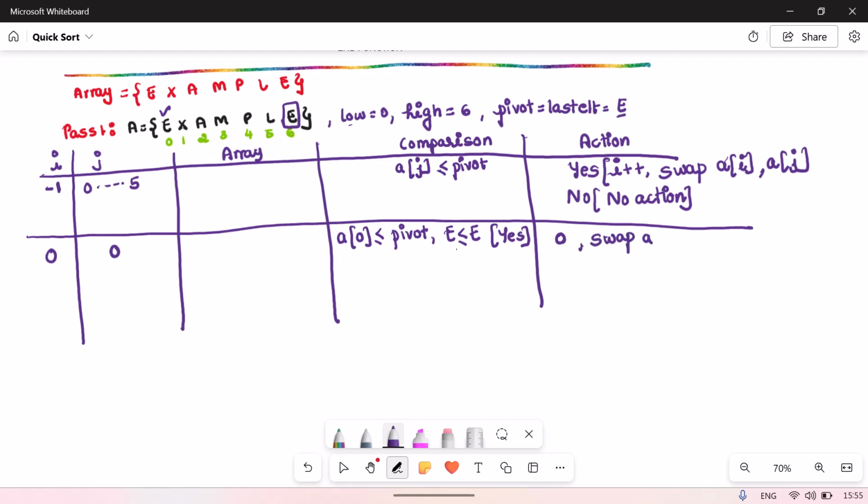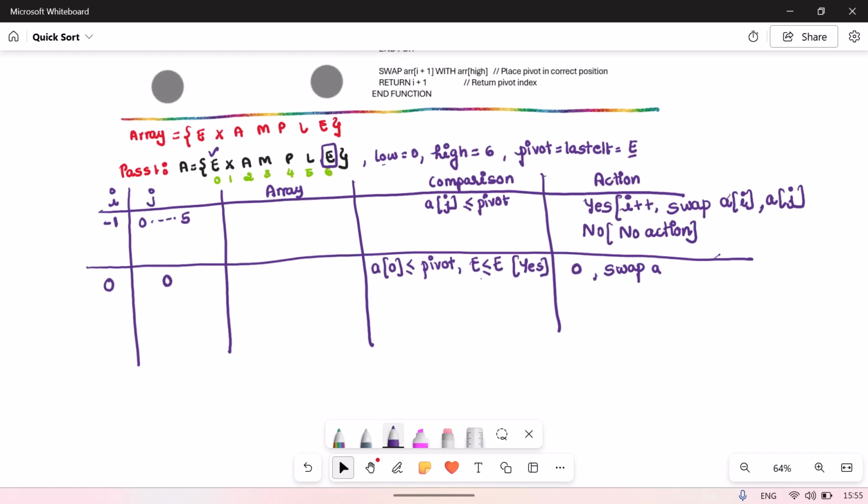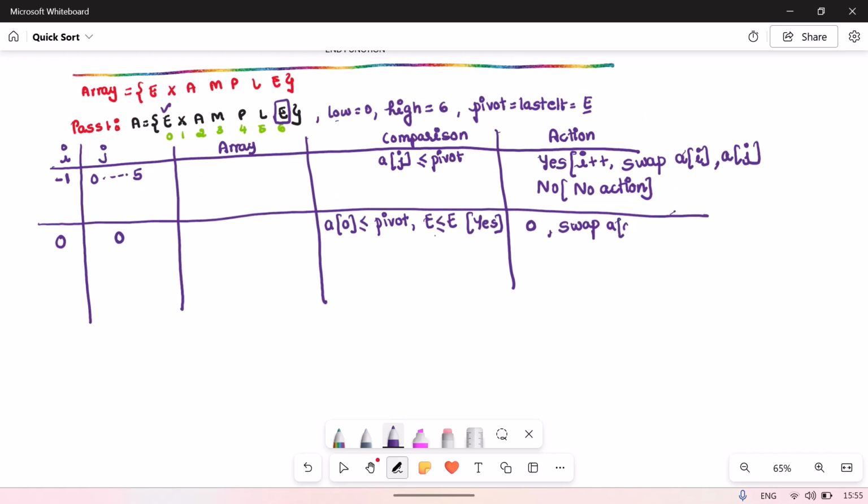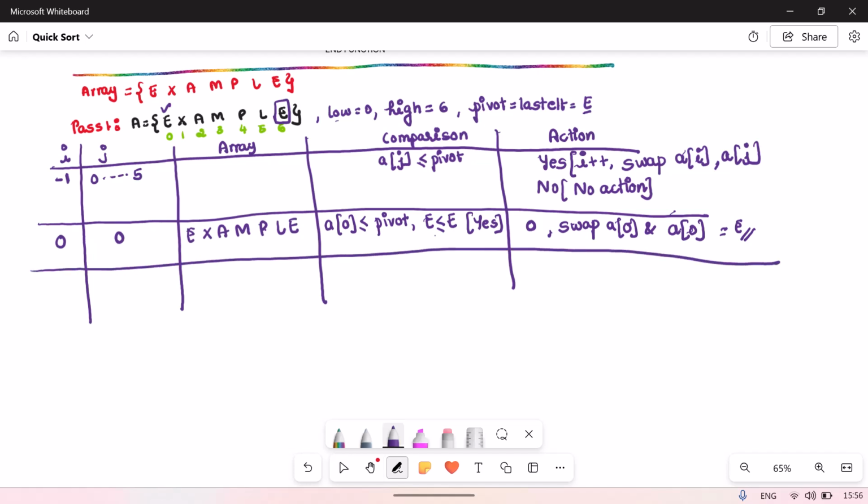Right now i value is 0 because I have increased i. So A of 0 and A of j. How much is j? j is also 0. So A of 0 and A of 0. You can't swap; the element will be the same, isn't it? So this will be the same thing. No change in the array. Okay. Once you have understood one or two steps, then I'll do it fast.